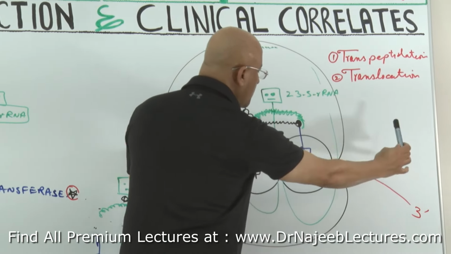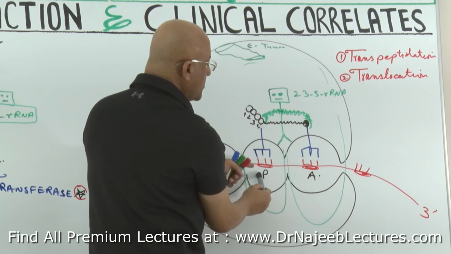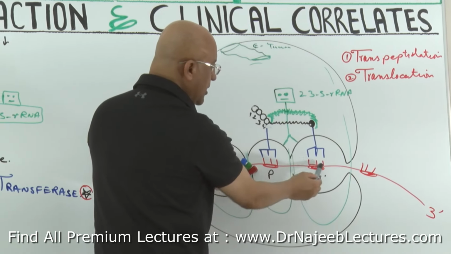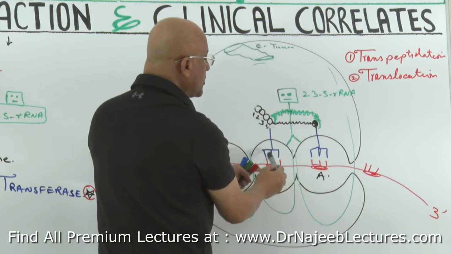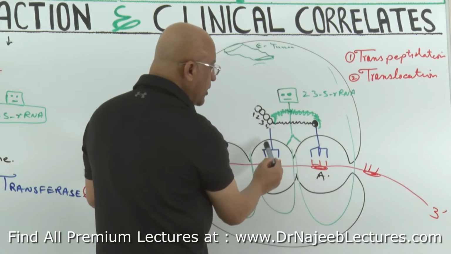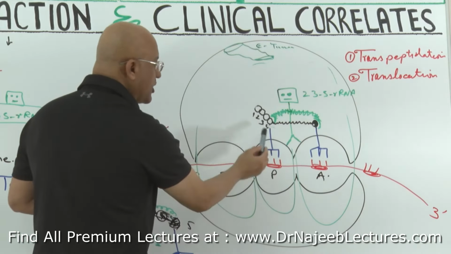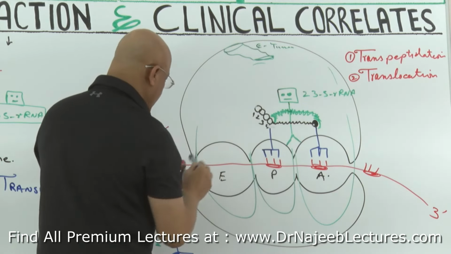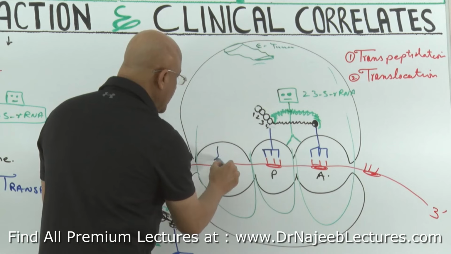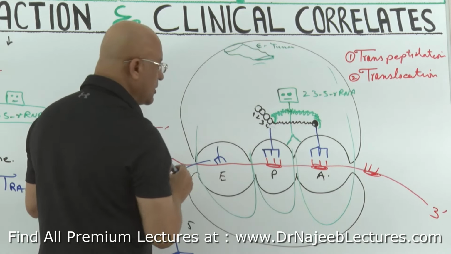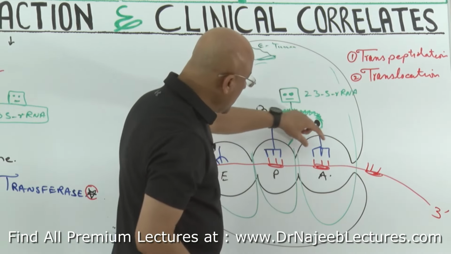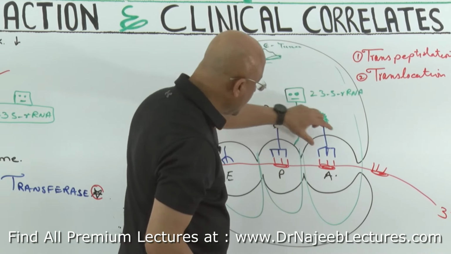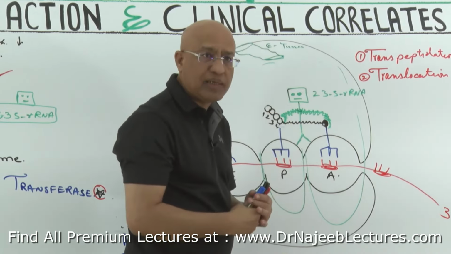because the ribosome has moved one step ahead, it will come into the P site, right? And it will convert into peptidyl transfer RNA. And because the peptide chain has been transferred, this RNA will come to the exit site and eventually fall out, right? And because this has shifted over here, this area will become empty.